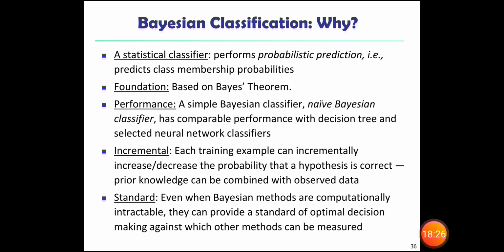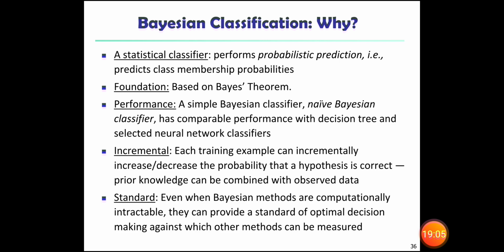And the second one is foundations. It is purely based on Bayes theorem. The performance of Bayesian classification: it's a very simple Bayesian classifier, called the Naive Bayesian classifier. It has comparable performance with the decision tree and selected neural network classifiers. It means we will be able to compare this Bayesian classifier's output or performance with the decision tree as well as selected neural network classifiers.